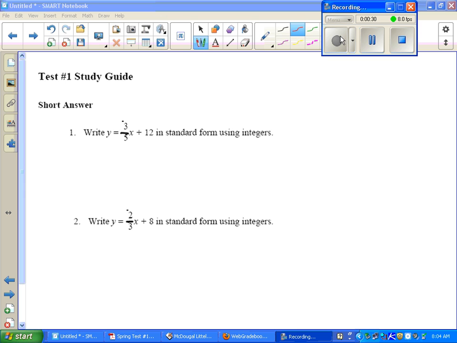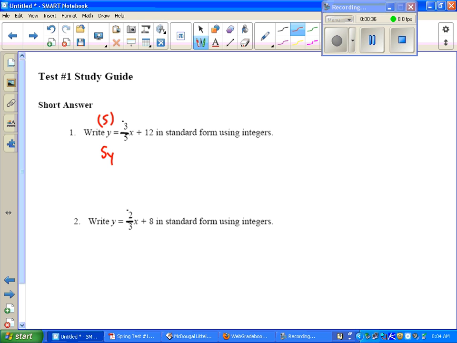You need to multiply the y by 5, and you'll get 5y. You need to multiply 3/5 by 5, and it'll cancel out the division of 5, and it'll just leave you with equal 3x. And you need to multiply 12 by 5, and that'll be plus 60. So you should have 5y equals 3x plus 60.